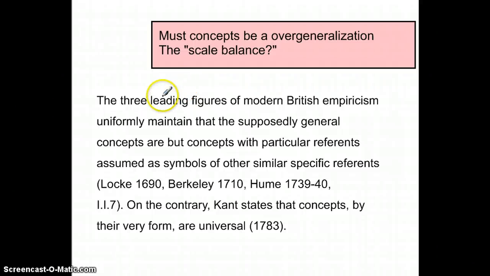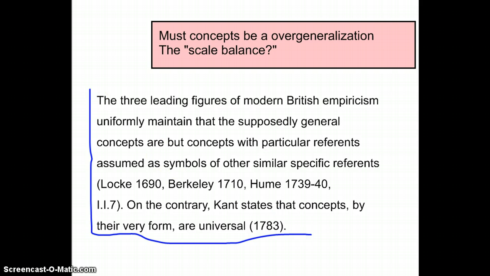The three leading figures of modern British empiricism uniformly maintain that the supposedly general concepts are but concepts with particular reference, so references to specific ideas, assumed as symbols of other similar specific reference. On the contrary, Kant states that concepts by their very form are universal. So this just shows that this argument between me and my colleague has been going on for ages. That's basically what I got there.